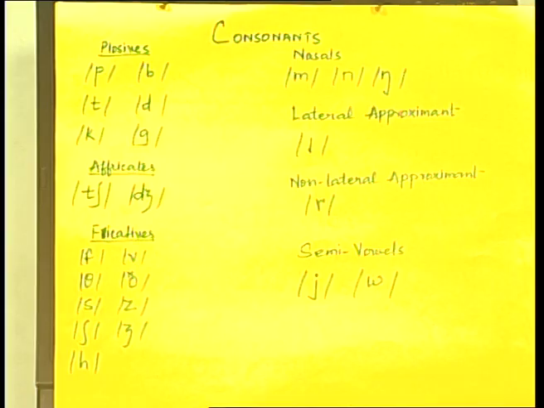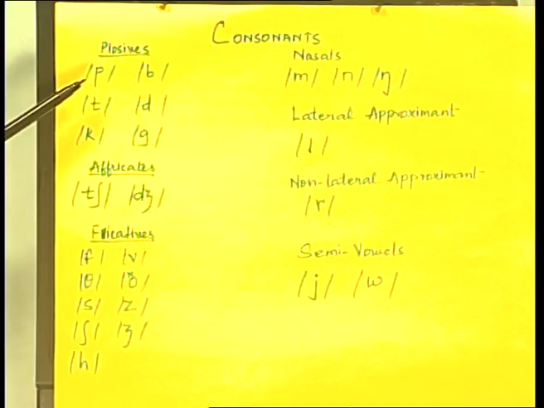When the vocal cords vibrate, we have voiced sounds, and when the vocal cords do not vibrate, we have voiceless sounds. At this point, let me mention that all vowel sounds are voiced sounds. We have voiceless sounds which are p, t, k, ch, f, th, s, sh and h. The rest of the consonant sounds are voiced sounds.